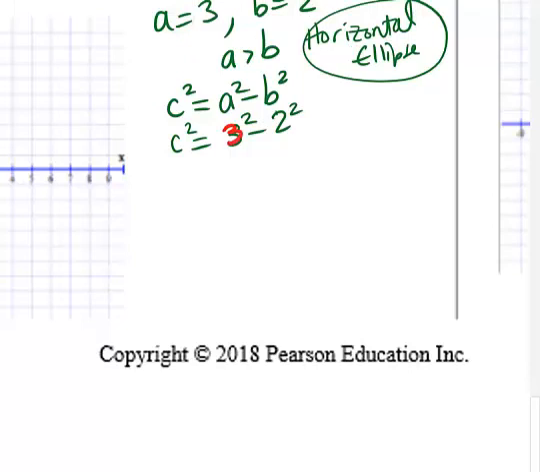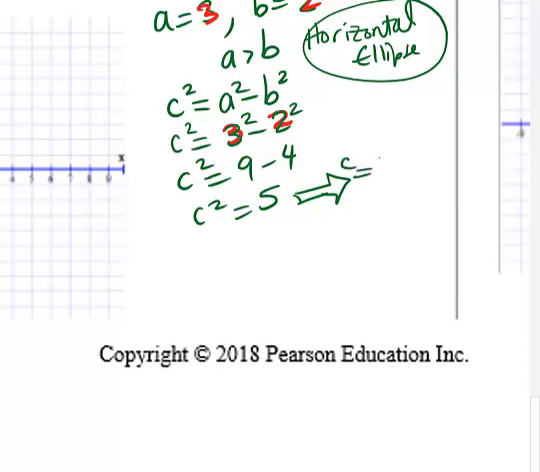Let's see, I'm filling those in. Yeah, a is 3, b is 2. So c squared is 9 minus 4. So c squared is 5, which means if I square root both sides, c is the square root of 5.